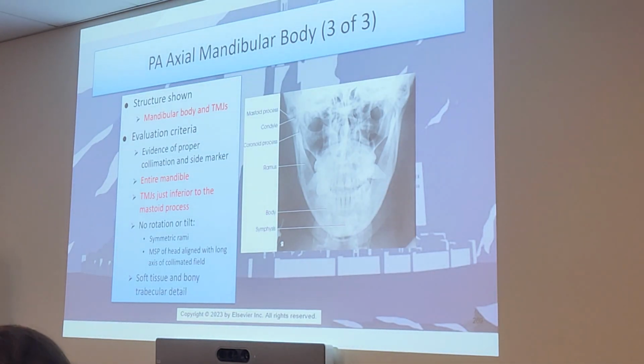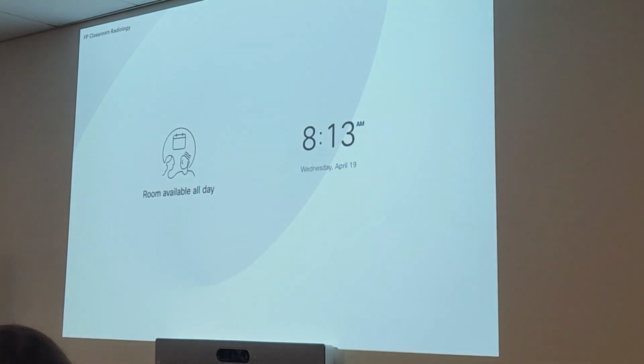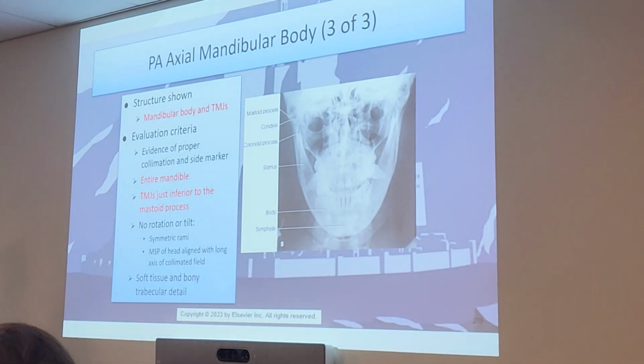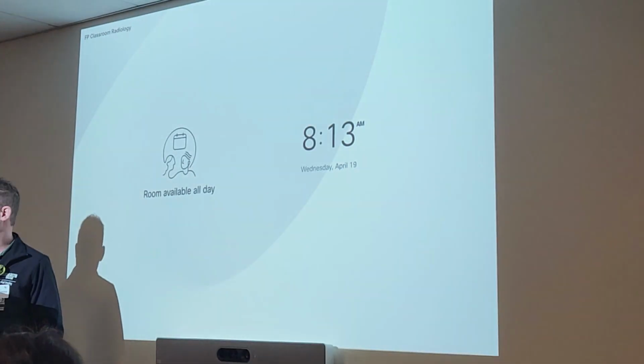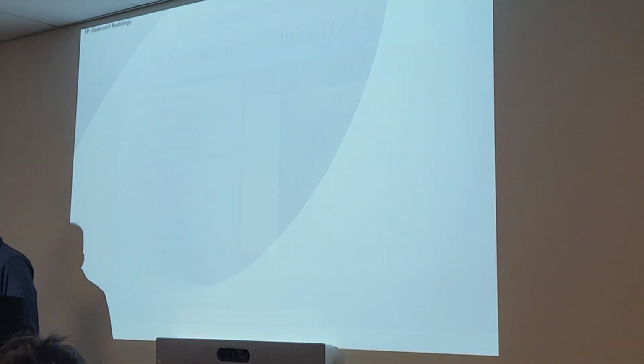All right, guys. Let's hop over here. What are we looking at? Mandibular body, it's in the name. We're elongating the mandibular body specifically. And we're also utilizing a good look of the TMJs to check that dislocation.